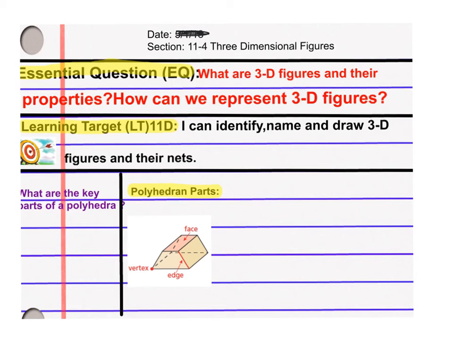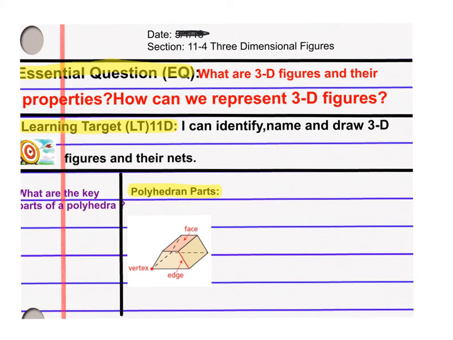Alright, so our essential question: what are 3D figures and their properties? How can we represent 3D figures? So our learning target, we're on 11D: I can identify, name, and draw 3D figures and their nets.